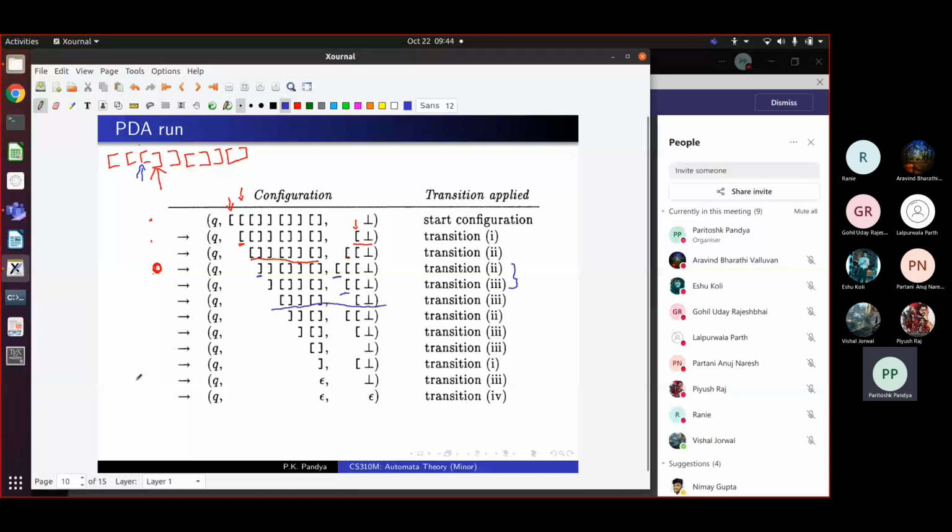At the end, if the string was balanced, you will always process the full string and wind up with the stack only containing the bottom symbol. This is what will happen if the string is balanced.